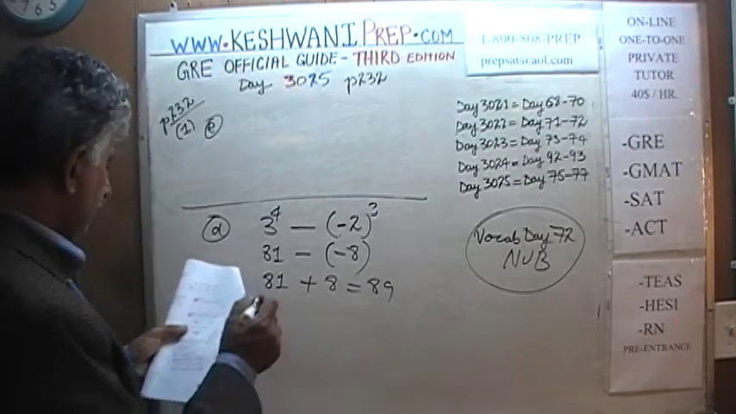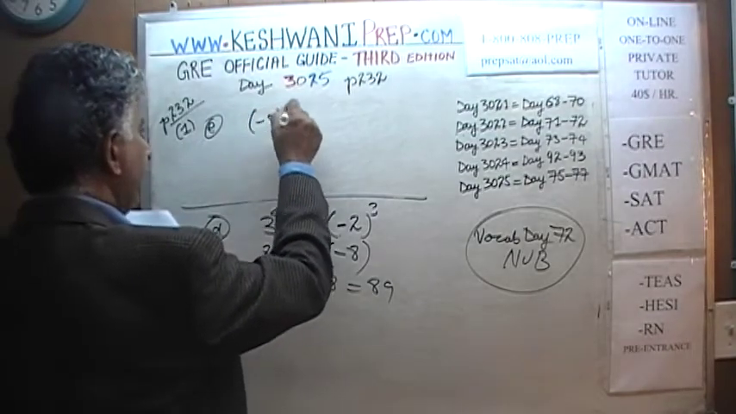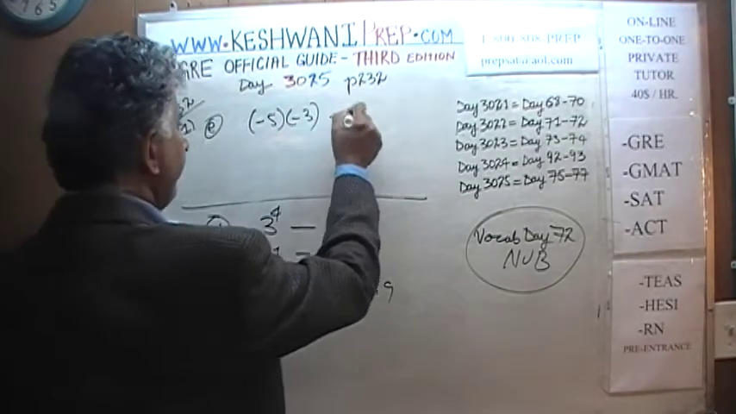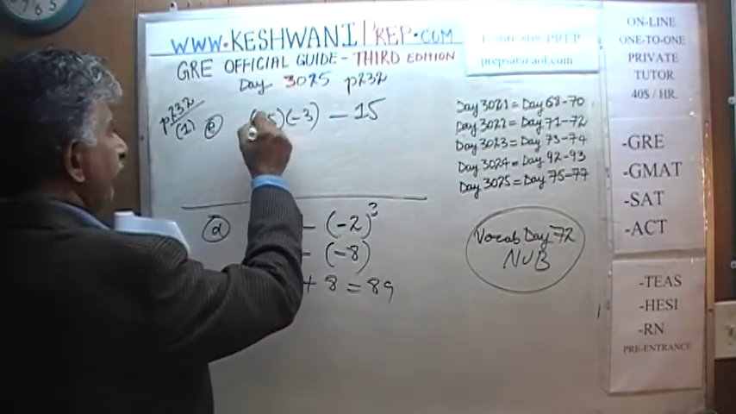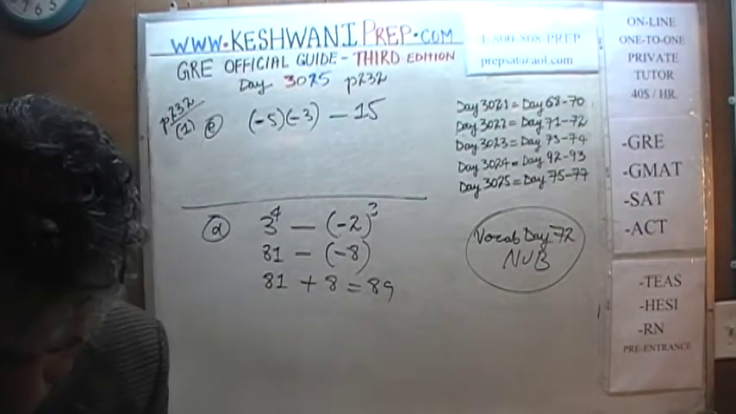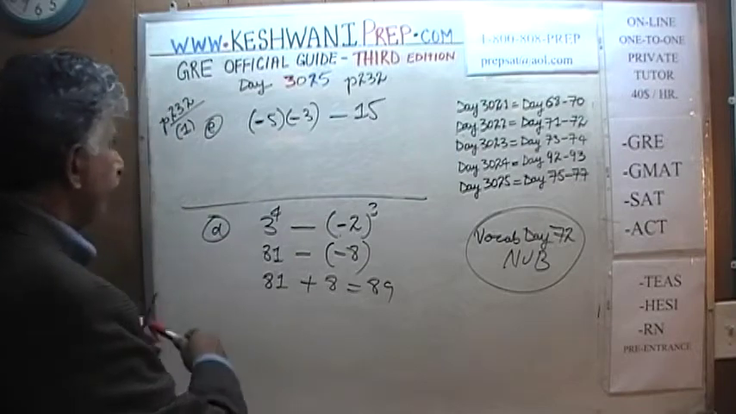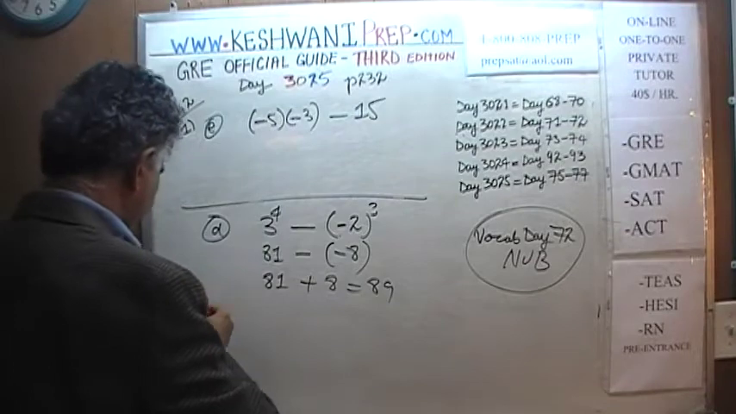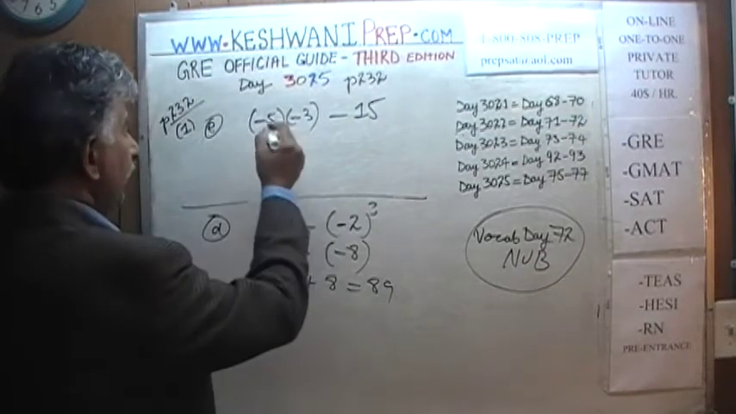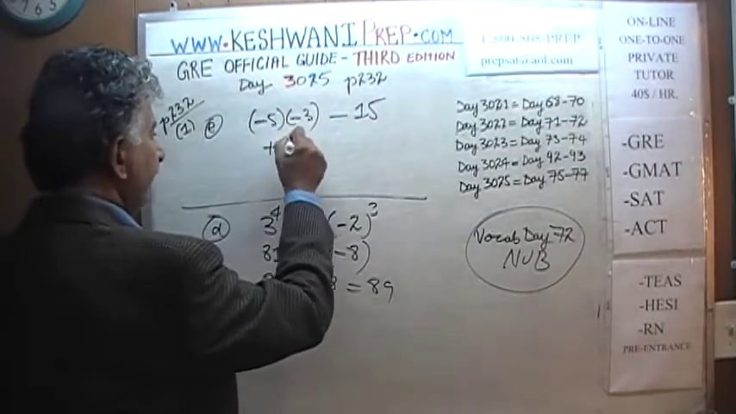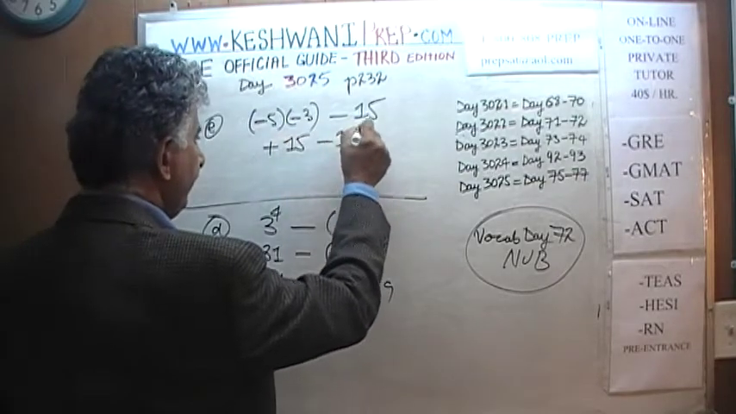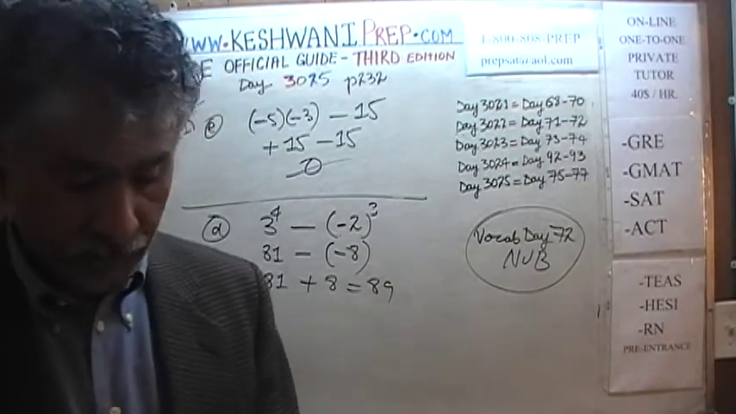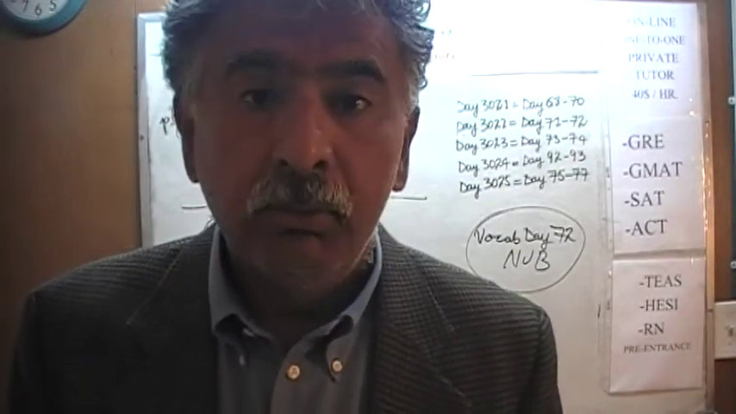Okay. It says negative 5 times a negative 3, and then it goes on to say minus 15. Negative times a negative is positive. It's going to give us positive. And 3 times 5 is 15, so it's positive 15 and a negative 15. The answer is going to be big fat 0. You understand? What is it going to be? Not a regular zero, but a big fat one.